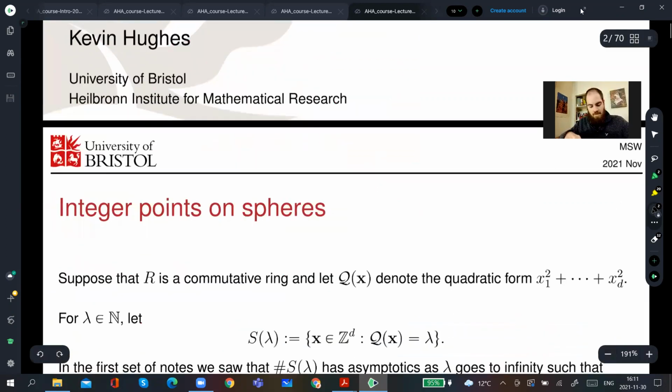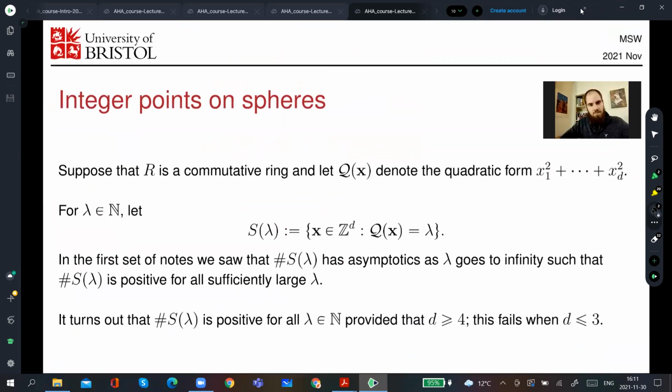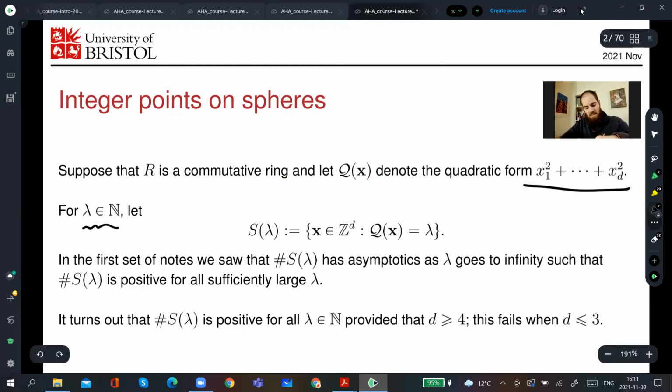Just to remind everyone briefly about our setup, we're looking at the integer points on a sphere. So we have this quadratic form, and we just look at the level sets. For each lambda that's a natural number, we can define these points, which are subsets of the integer lattice. And we've already shown in the first part of the lectures that we have asymptotics as lambda goes to infinity. We have also stated, but not proven, that there are always points as soon as you have 4 more dimensions.